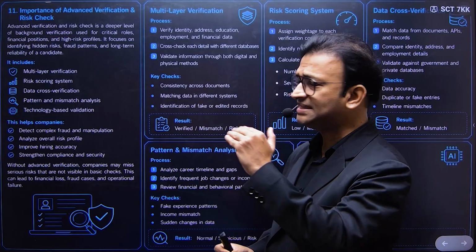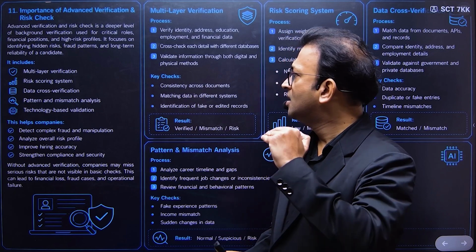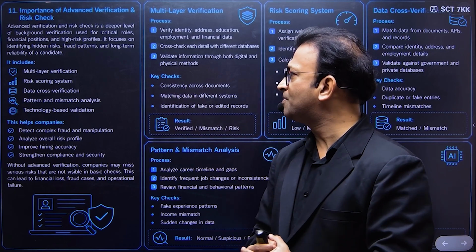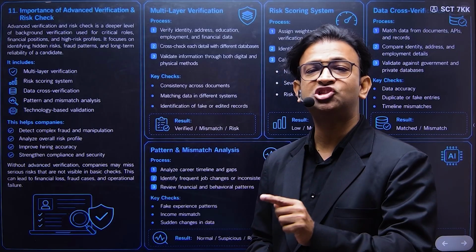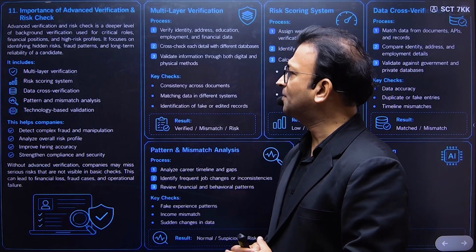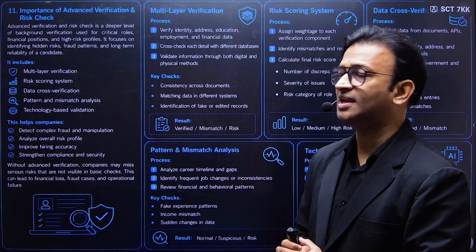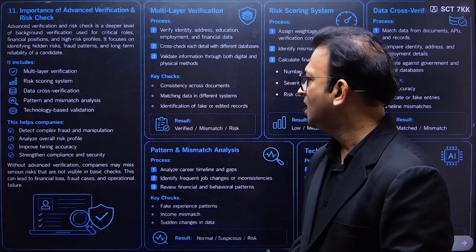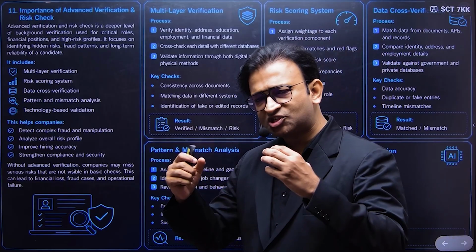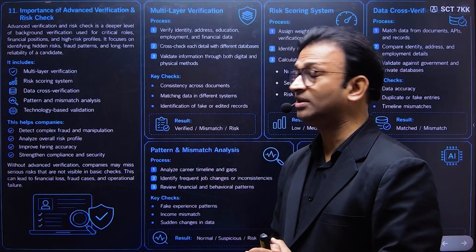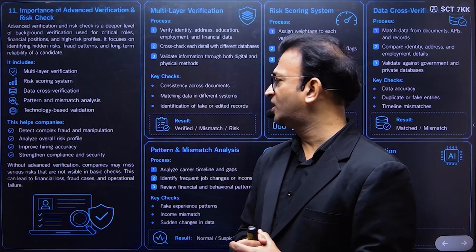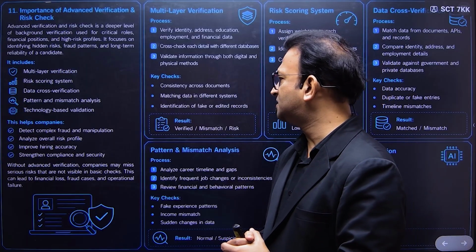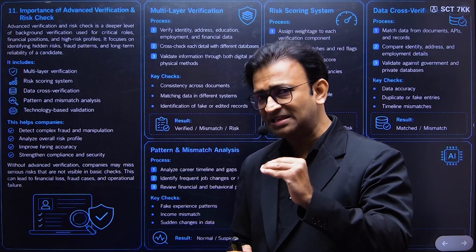It includes multi-layer verification system, risk scoring system, data cross-verification, pattern and mismatch analysis, and technology-based validation. This helps companies detect complex fraud and manipulation, analyze the overall risk profile, improve hiring accuracy, and strengthen compliance and security. Now, without advanced verification, companies may miss very serious risks that are not visible in the standard basic checks.